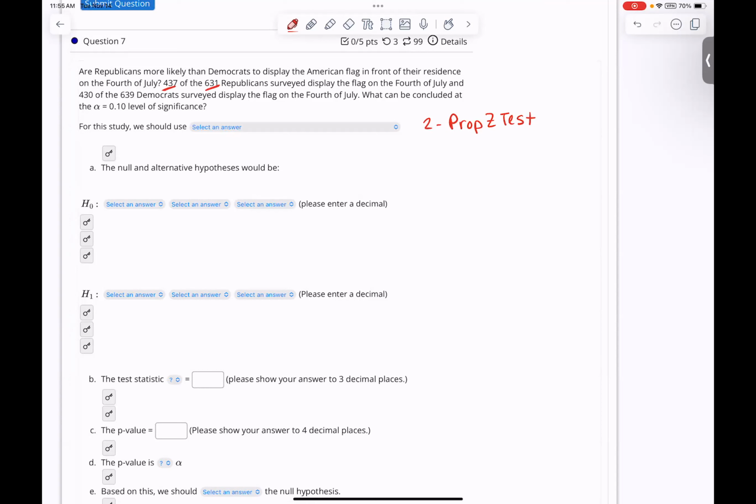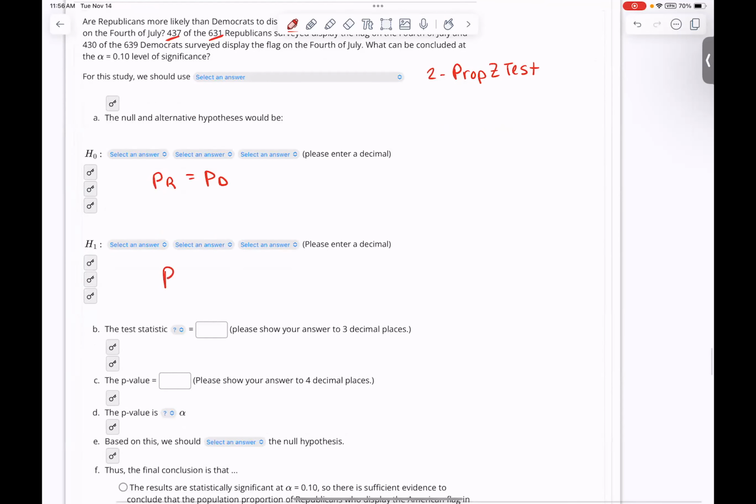And what's our null and our alternative? They want to test if the proportion of Republicans that display their flag is greater than the proportion of Democrats. So we're going to put this data in our calculator. So the first group, the number of Republicans, there were 437 out of 631, and the Democrats, there were 430 out of 639.